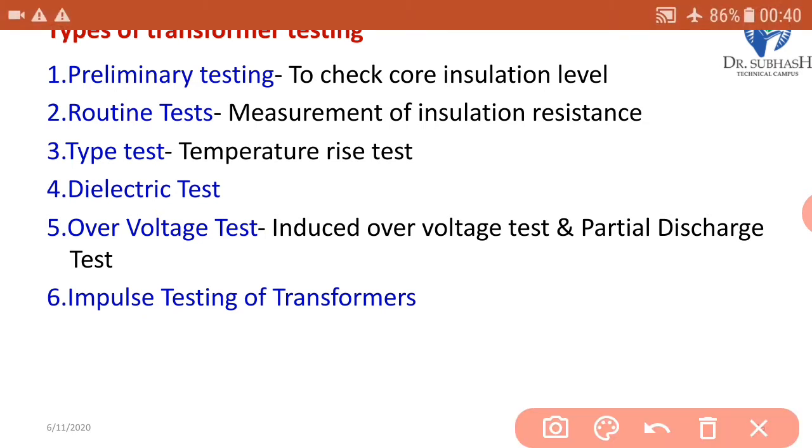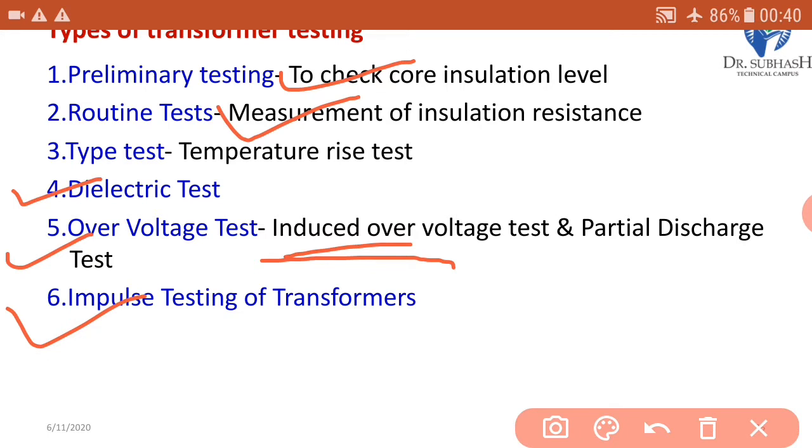Now, preliminary testing. It is done to check core insulation level. Then routine test. Routine test is done for measurement of insulation resistance. Then type test, and then dielectric test, then overvoltage test. It is used to do induced voltage overvoltage test and partial discharge test. Then another testing is impulse testing of transformers. Now we will see all this in some detail.